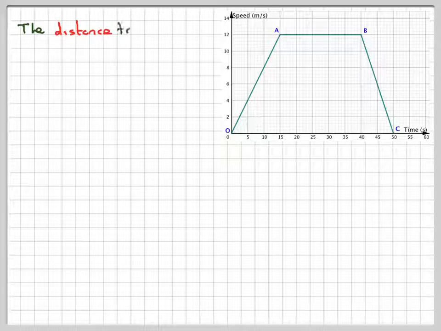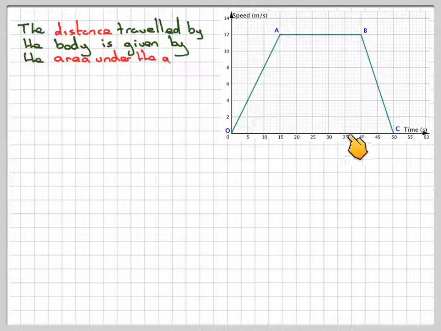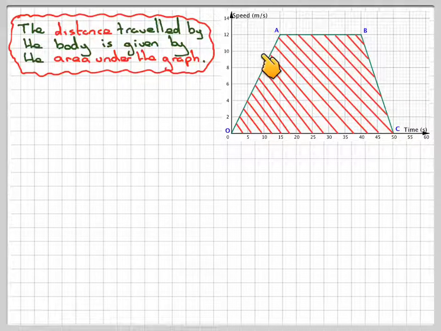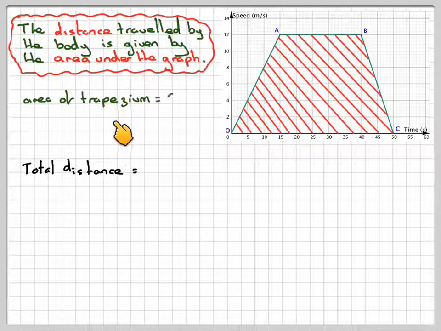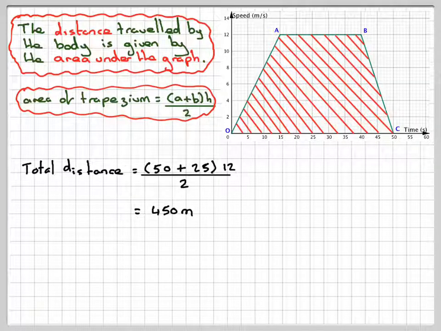Right, in order to find the distance, total distance travelled, we need to just find the area underneath the graph. So we need to find the shaded area here. This is a trapezium. So the total distance travelled will be the area of the trapezium. So the area of a trapezium is this length plus this length times the height divided by 2. So that's going to be 50. And this distance here is 25, and then the height is going to be 12, and then we'll divide by 2 and we'll get 450 meters.